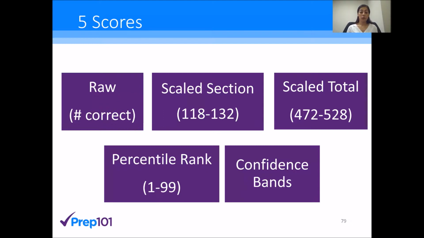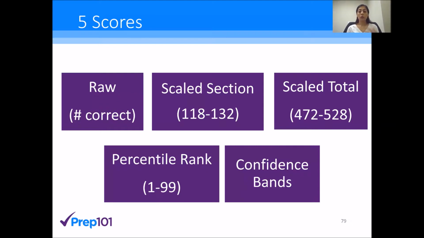Okay, so 472 is the lowest you can get. 528 is the highest that you can get. Now, the other type of score that's important to you is a percentile rank. A percentile rank is a very statistical term. And what it means is it tends to describe the percentage of candidates who scored equal or below your score in that section or the exam overall.